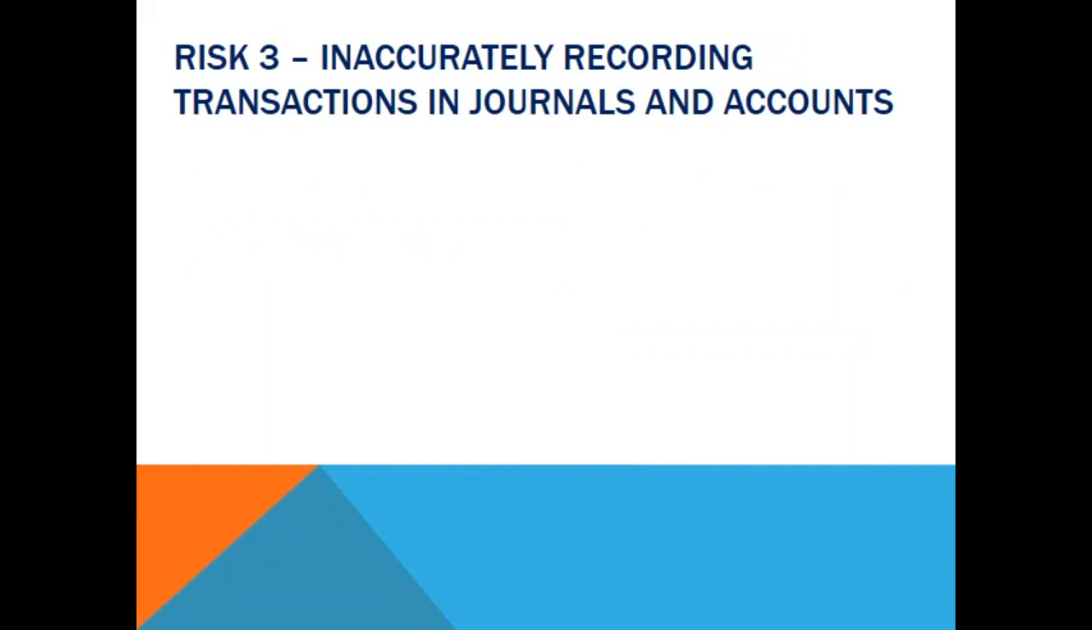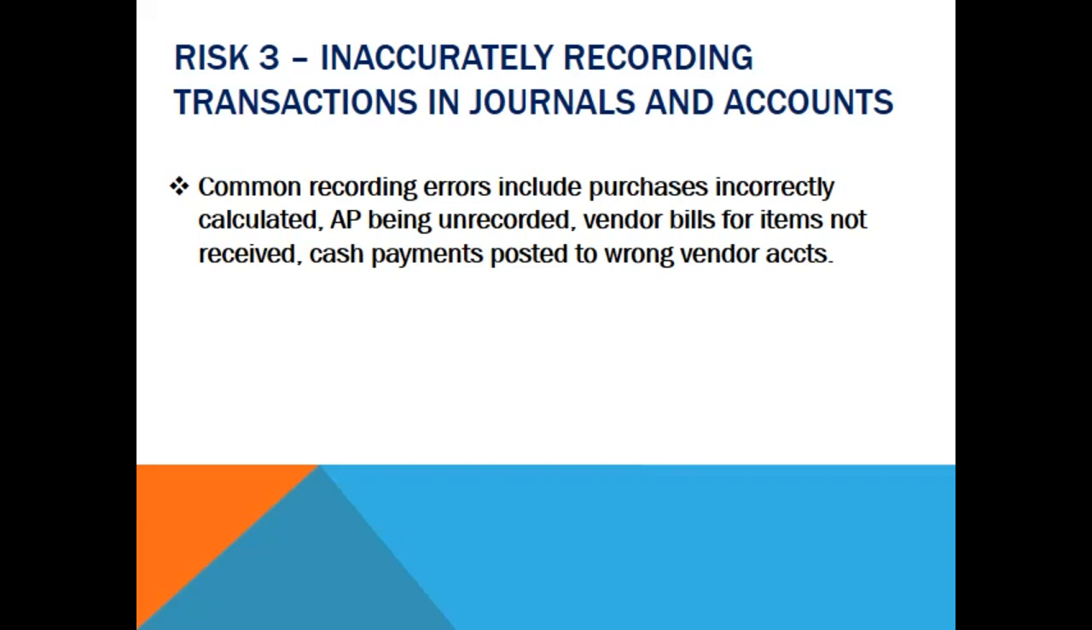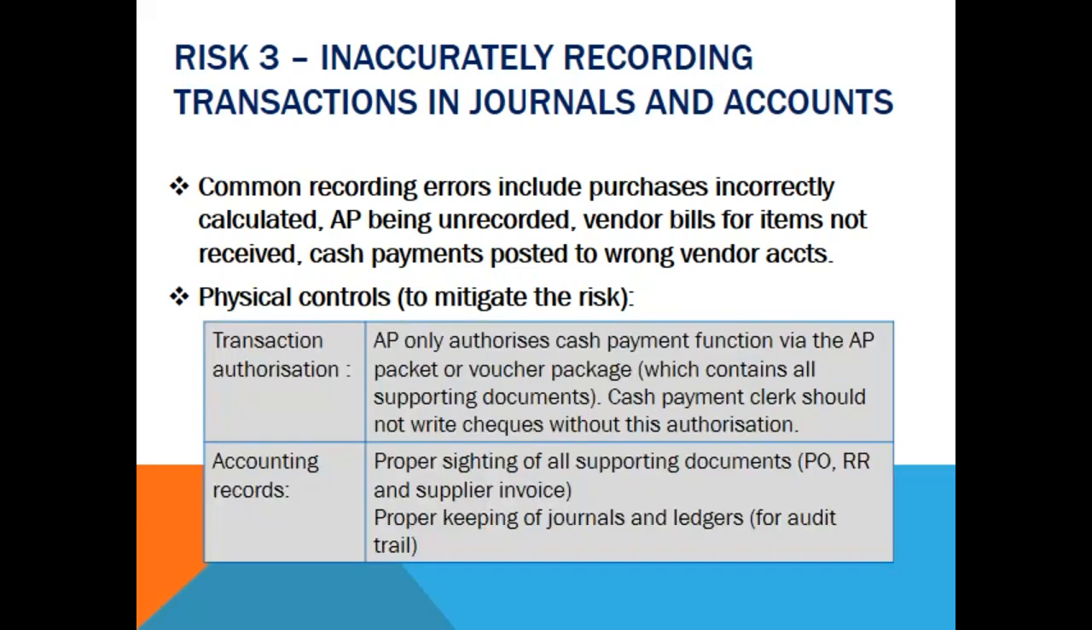Inaccurate record keeping can take many forms. They include the purchases from vendors being inaccurately calculated, AP being unrecorded, vendor bills for items not received, or even cash payments posted to the wrong vendor accounts. The physical control to mitigate the risk of paying vendors for items not received is for the AP to only authorize the cash payment function with the AP packet or the voucher package only after having all the supporting documents of the PO, receiving report, and invoice reconciled and correct.